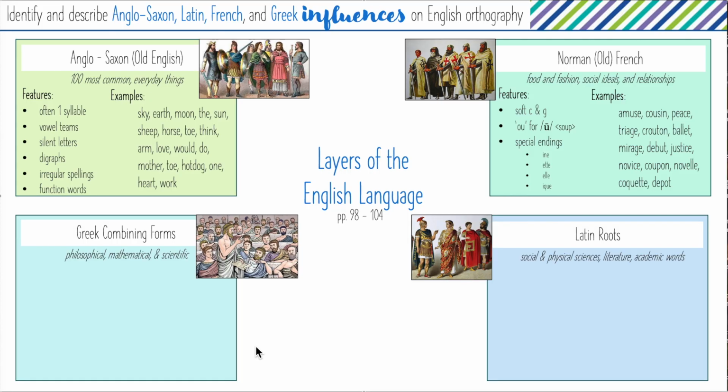In this realm of our language, we started having aristocrats traveling the continent, going to these French schools, having these upper level academic Greek and Latin classes that brought more of that language into everyday common use. But still, we find it predominantly in our academia world. So with the Greek, you're thinking philosophical, mathematical, and scientific. With the Latin, you're looking social and physical sciences, a lot of our academic words, and in literature.